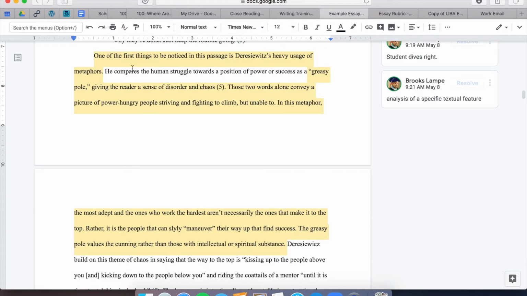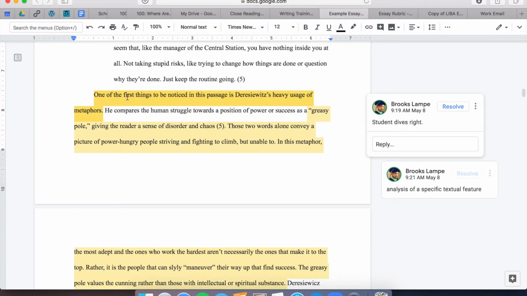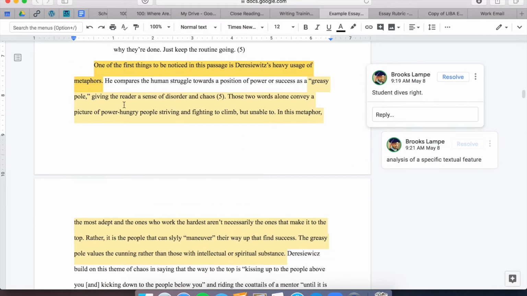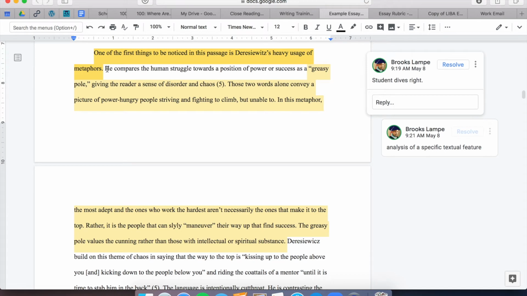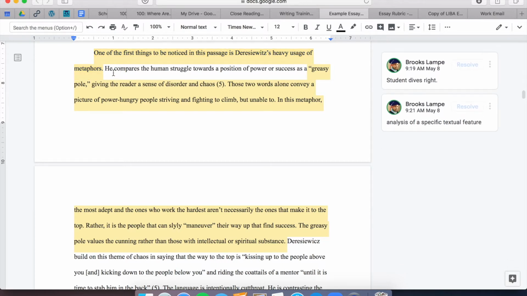So here is the A level student jumping right after her block quote into her first paragraph of analysis. "One of the first things to be noticed in this passage is Dreisewitz's heavy usage of metaphors. He compares the human struggle towards a position of power or success as, quote, a greasy pole, giving the reader a sense of disorder and chaos."